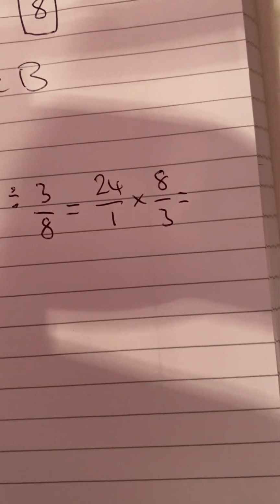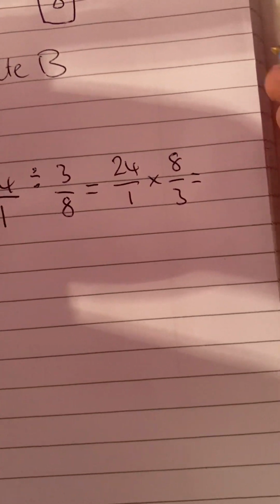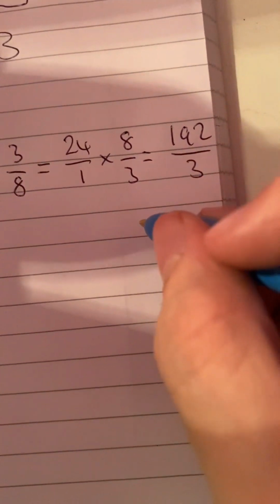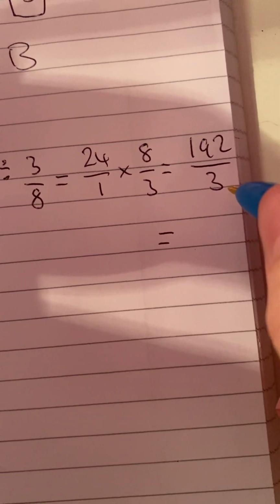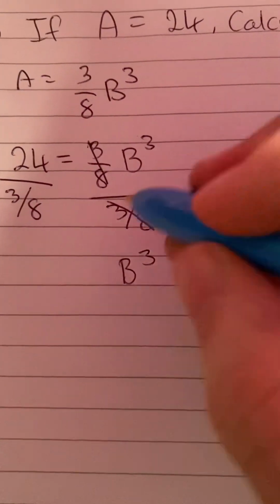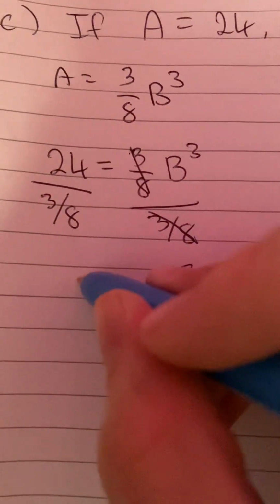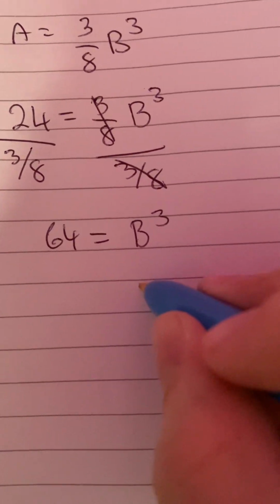24 times 8, that's going to be 240 take away 48, so that's going to be 192. So it's going to be 192 divided by 3, and that will simplify. 180 is going to go 60 times, and then that's 4 more, so 64. So on the left-hand side here, 24 divided by 3/8 is equal to 64. And then to find B, we take the cube root of both sides.